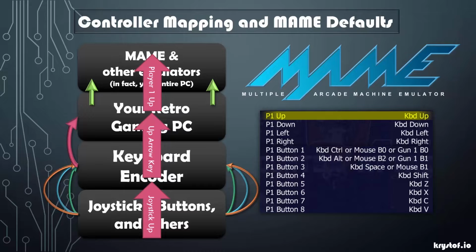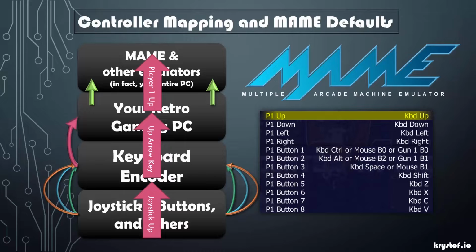Once all of your mapping is complete, by way of using default pins or customization, you can begin to see how the controls, encoder, PC, and emulators work together. For example, pushing up on your joystick closes a switch, which sends a signal to the connected pin on your encoder. The encoder, in turn, sends the up arrow key press to your PC. Your PC, running your emulator, would receive the key press and ideally perform the action mapped to player 1 up.